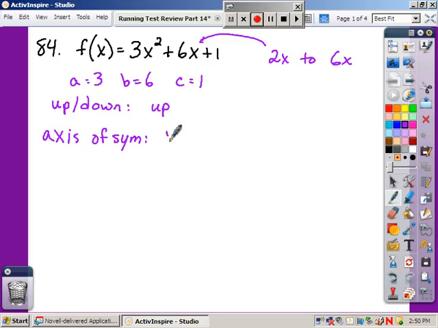This is done by using the formula x equals negative b over 2a. So we plug in b, which is 6. So we get negative 6 over 2a, where a is 3, so we get negative 6 over 6, which is equal to negative 1. So our axis of symmetry is x equals negative 1.